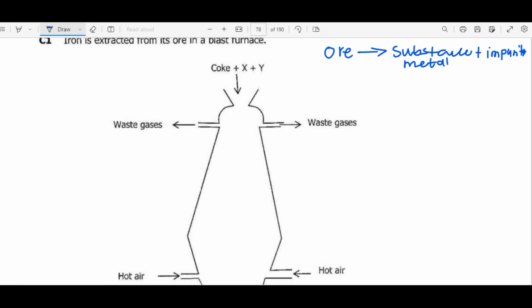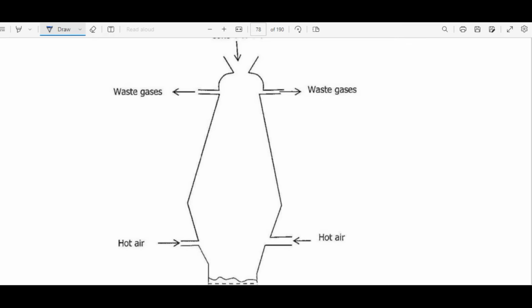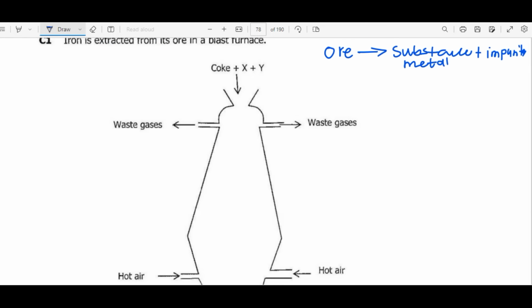So the extraction of iron occurs in a furnace known as a blast furnace. So that is what we have here. This structure here is the blast furnace. Now, there are raw materials that we need to have whenever we are dealing with the extraction of iron. So what are these raw materials? The first raw material that we need is the ore, which is hematite.